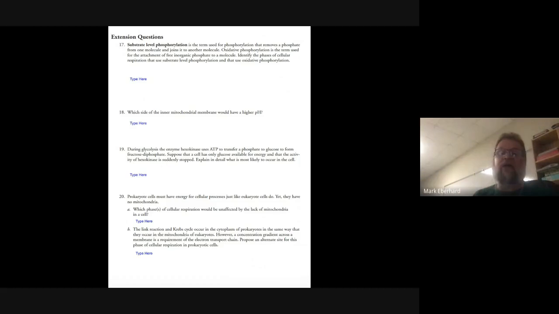So 20 says prokaryotic cells must have energy for cellular processes just like eukaryotic cells, yet they have no mitochondria. Which phase of cellular respiration would be affected by the lack of mitochondria in the cell? So if you have no mitochondria, all you can carry out is glycolysis. So a prokaryote can only do glycolysis. It cannot do the link step. It cannot do the Krebs cycle, it cannot do the electron transport chain. So it is limited to only doing glycolysis, which means the most it can do is produce 2 ATP per sugar.